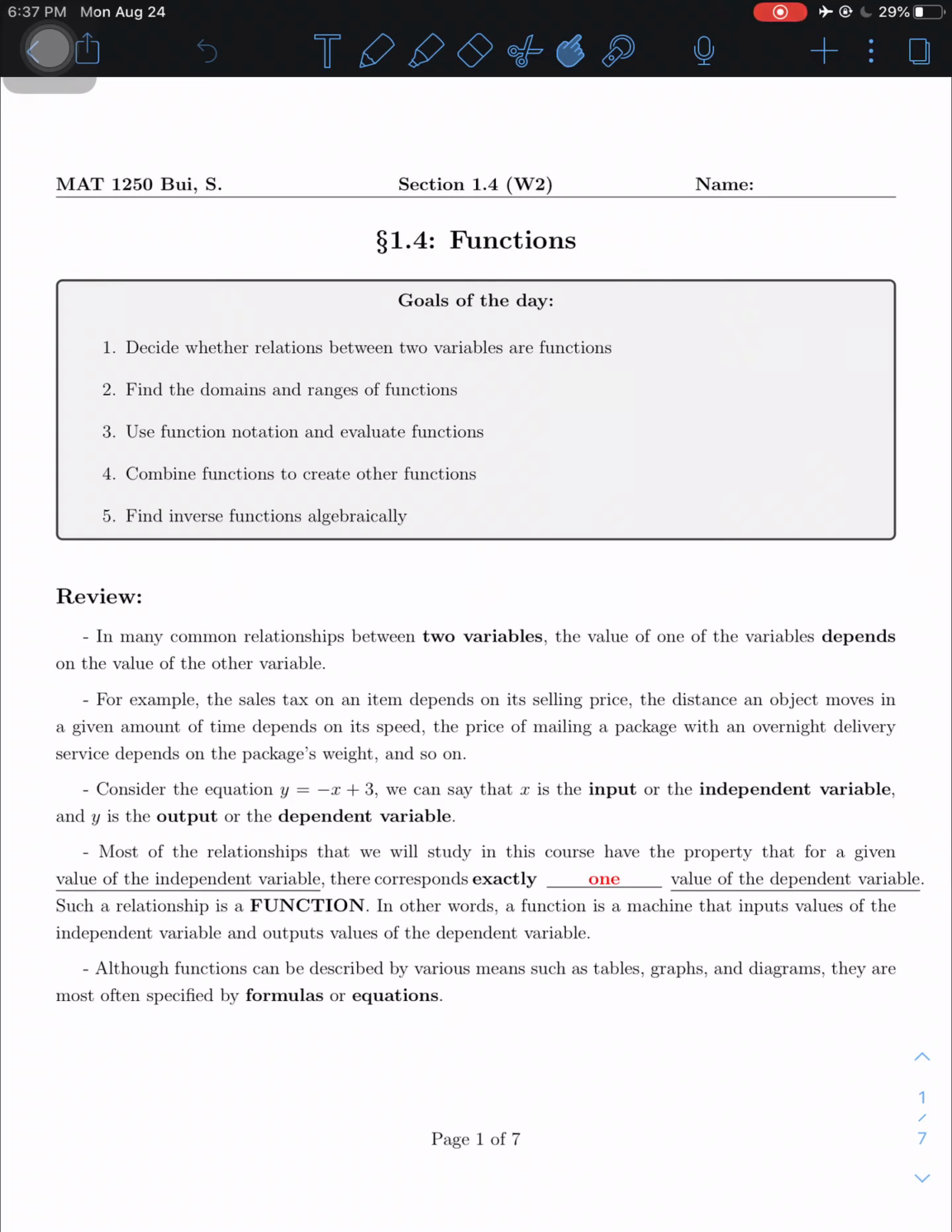Alright, so let's review a little bit about 1.3. In section 1.3, we talk about the slope of a line and also the form of the linear equations, right? I told you guys there are four cases about the slope of a line. We can have a positive slope, which implies a rising line, and we can have a negative slope, which implies a falling line. And again, the slope in here means steepness.